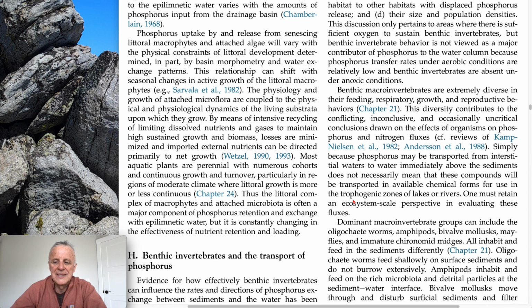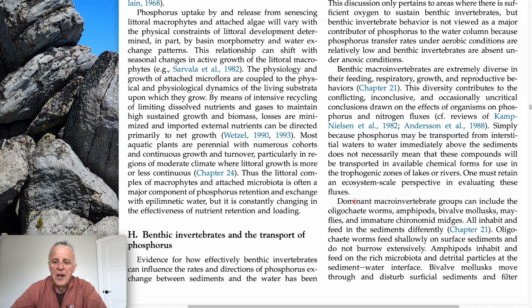Benthic macroinvertebrates are extremely diverse in their feeding, respiratory, growth, and reproductive behaviors. This diversity contributes to the conflicting, inconclusive, and occasionally uncritical conclusions drawn on the effects of organisms on phosphorus and nitrogen fluxes. Simply because phosphorus may be transported from interstitial waters to water immediately above the sediments does not necessarily mean that these compounds will be transported in available chemical forms for use in the trophogenic zones of lakes or rivers. One must retain an ecosystem scale perspective in evaluating these fluxes.